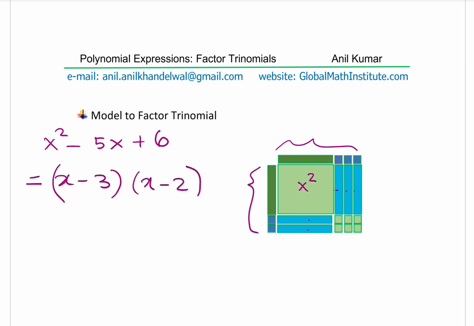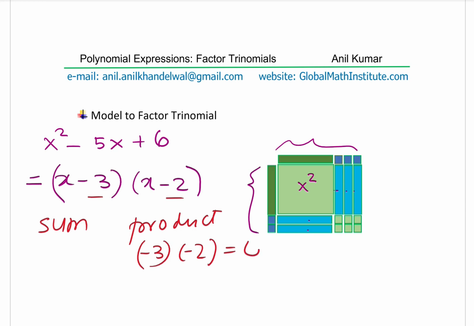Now, what do you notice about sum and product? So let's see what sum and product we had been talking about. If I multiply these two numbers, which is minus 3 times minus 2, I do get plus 6. On the other hand, if I add minus 3 with minus 2, I get minus 5. You can clearly see that this minus 5 matches with the coefficient of x and 6 matches with the constant term. So that is what sum and product is.